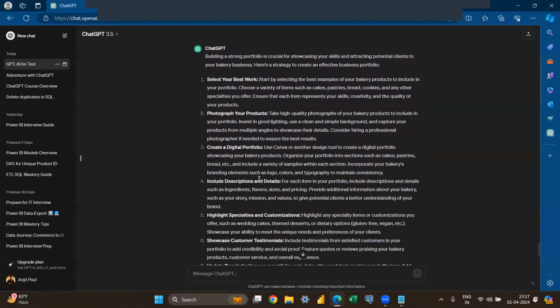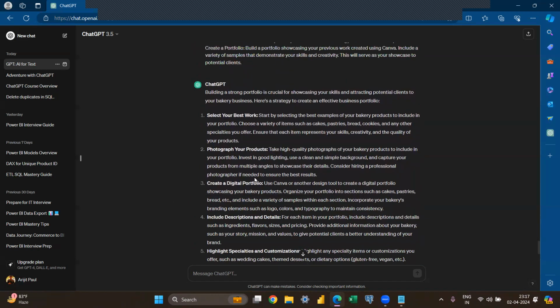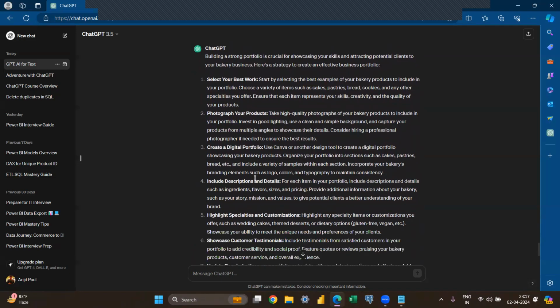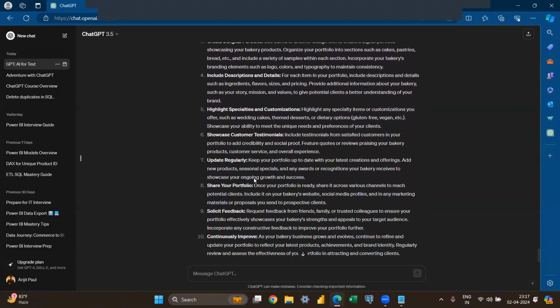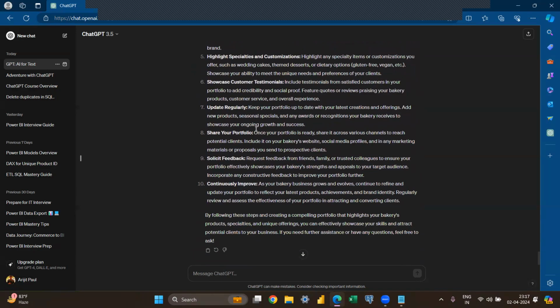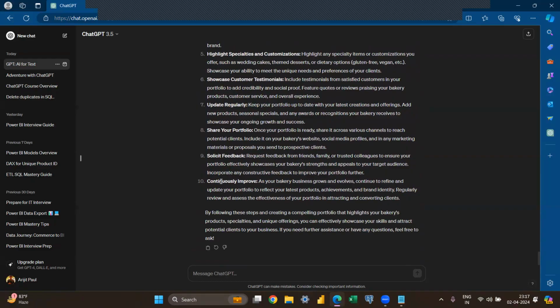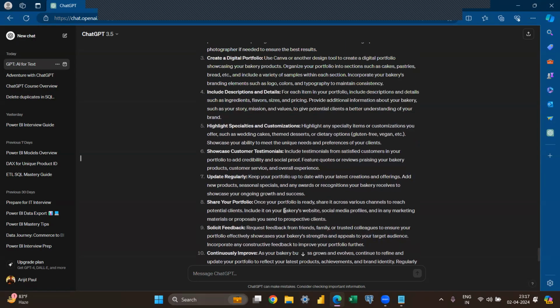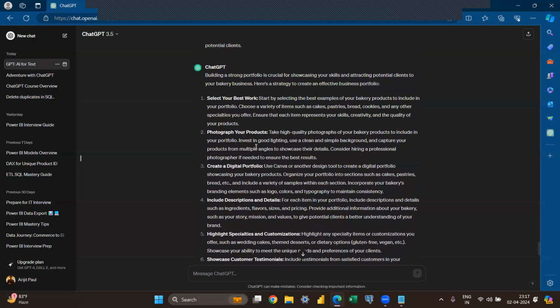So here it mentions select your best work, photograph your products, include specialties, include descriptions and details, continuously improve. So it ends with another conclusion: by following the steps and creating a compelling portfolio highlighting your bakery's products, it will attract potential customers. So these 10 points are definitely helpful in creating a very strong portfolio.